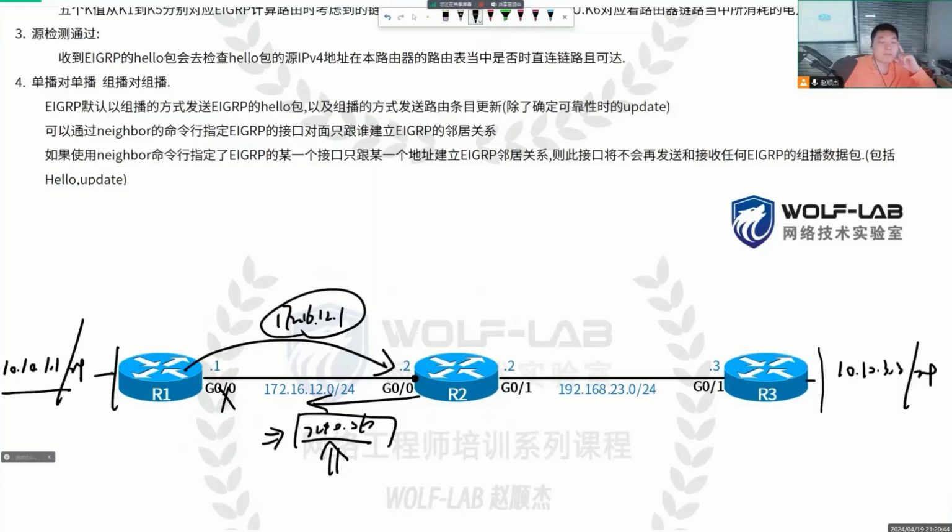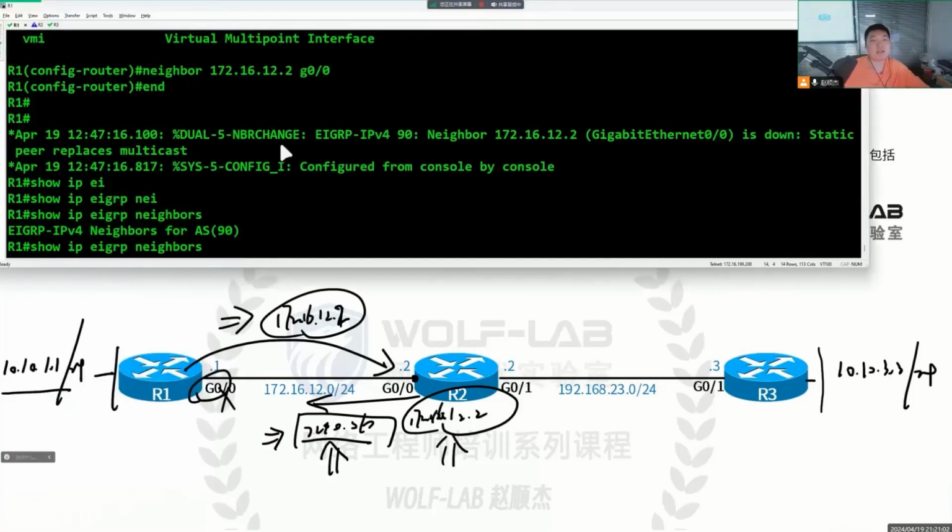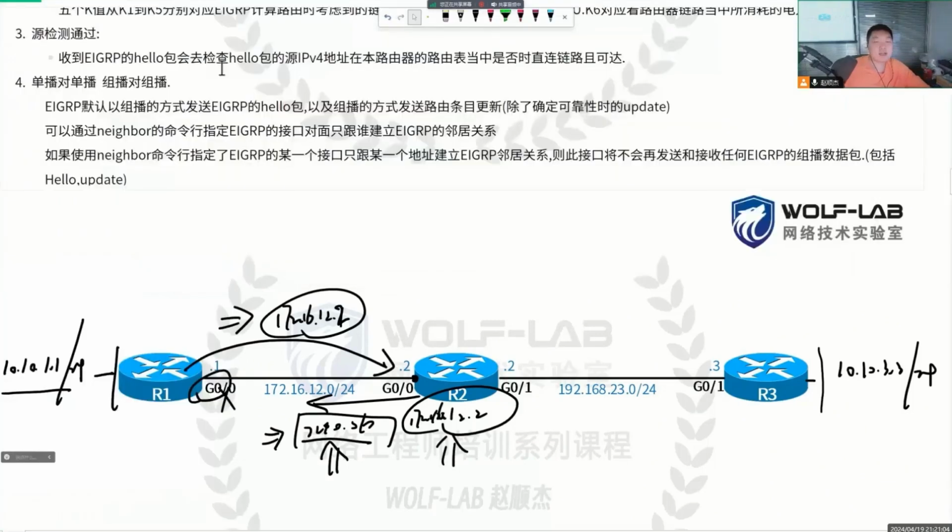Once we specify a unicast neighbor, this EIGRP interface on our router can only establish relationships through unicast. It won't send or receive any EIGRP multicast packets, only messages sent to us individually. Can we establish a good neighbor relationship? Now a problem arises. Students, look at R2, show IP EIGRP neighbors there. Look, our neighbor hasn't come up yet.